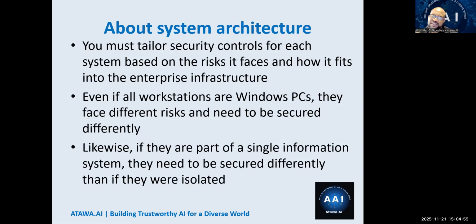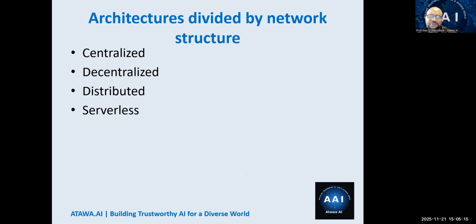Security controls for each system must be based on whatever risk you think it's facing and how it fits into your entire enterprise architecture, right? So even if it's a Windows PC, they face different risks and they need to be secured differently. Even if it's part of another information system, you need to secure them differently than if they were isolated, right? So there are different classifications of how to structure your network. It can be centralized, it can be decentralized, it can be distributed, and it can have what's called serverless.